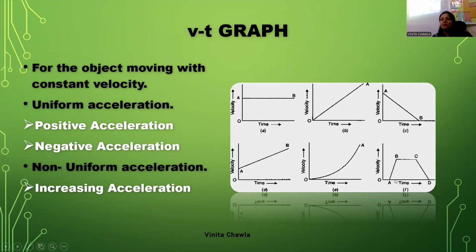And in the last one, F, first the velocity is increasing uniformly. Yes, it's uniform acceleration. Then we have zero acceleration. And then we have uniform retardation. So uniform acceleration, zero acceleration, and uniform retardation. Any doubt in these graphs?